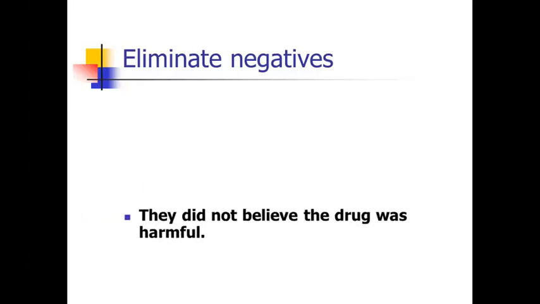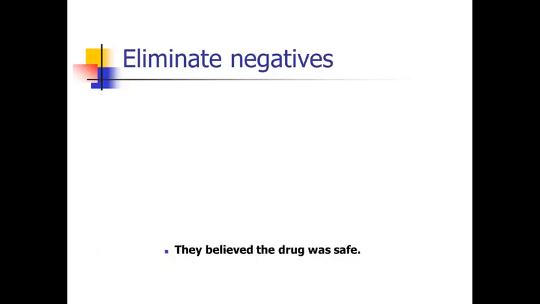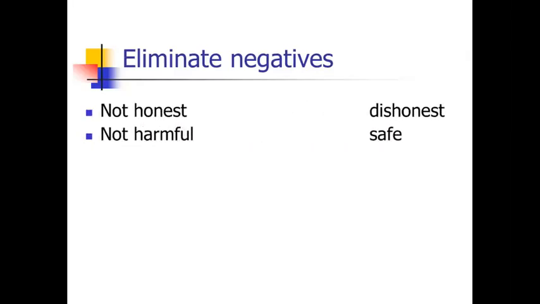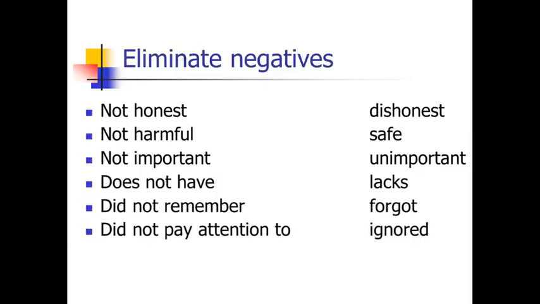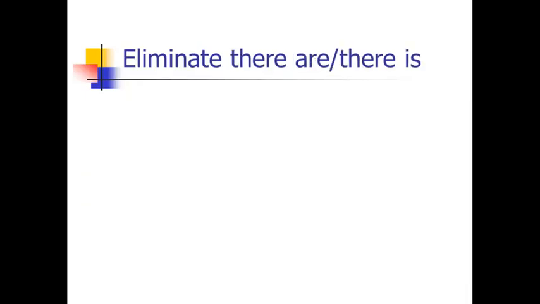They did not believe the drug was harmful. How would we turn that into a positive? They believed the drug was safe. So there's almost always a way to turn that negative into a positive. For example, if you have not honest, you could say dishonest. If you have not harmful, say safe. Not important, unimportant. Does not have could be lacks. Did not remember, forgot. Did not pay attention to, ignored. There's almost always a positive way to say it. Did not succeed, failed. So pay attention, and in your writing, we're going to be looking at some examples in this class. When you find yourself writing nots, think about it. Sometimes you have to be a little clever, but if you think about it carefully, you can usually find a way to put it in the positive.